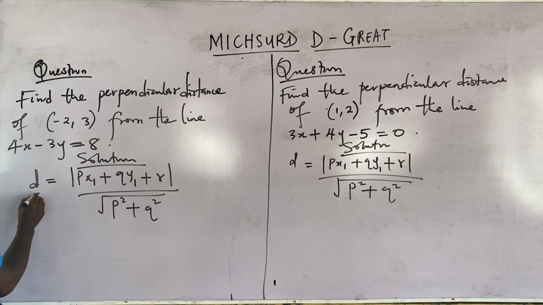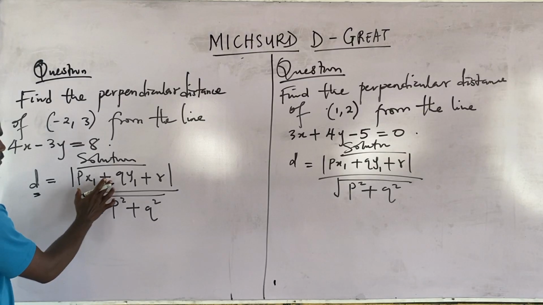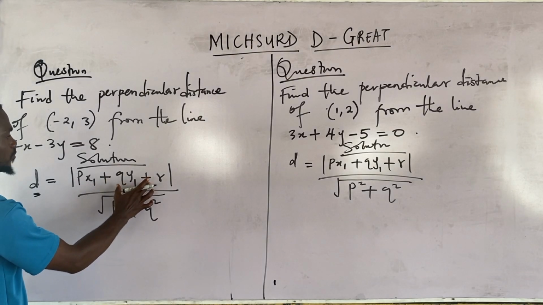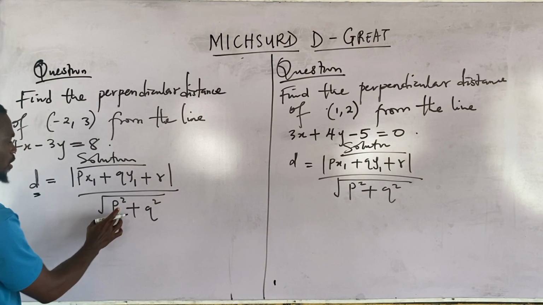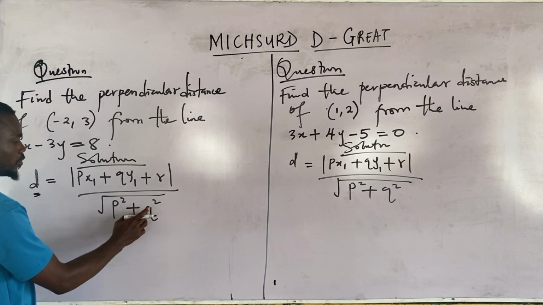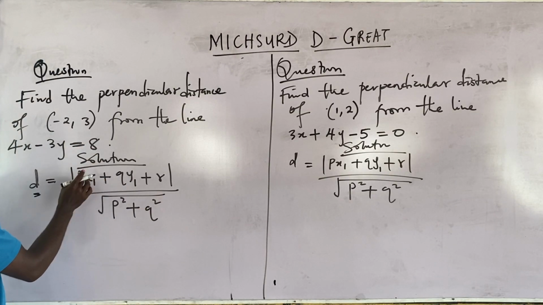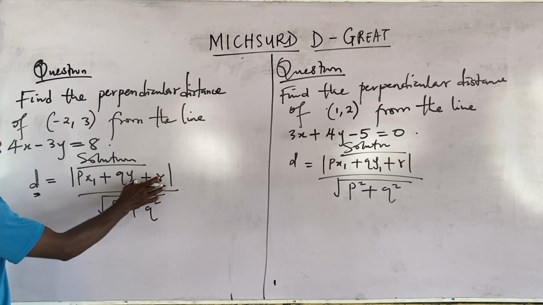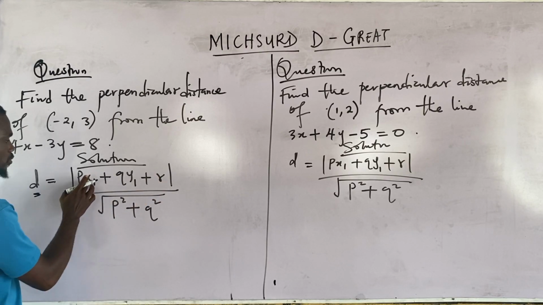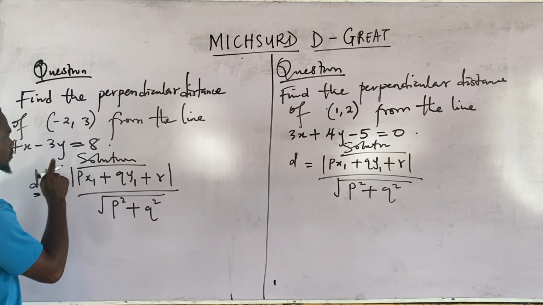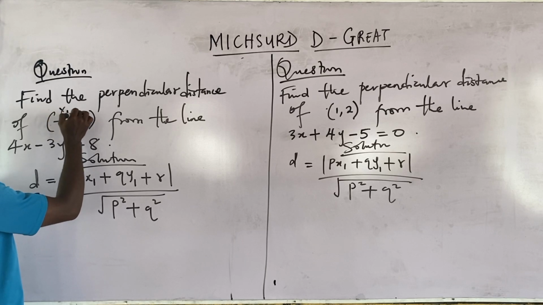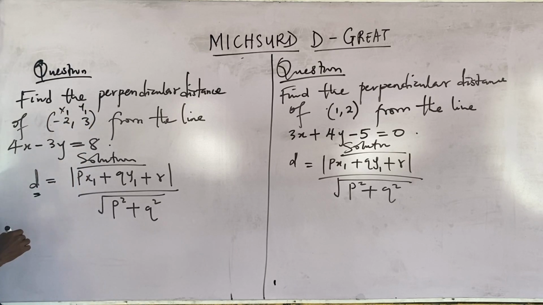So this is the formula we use to get the distance, which is the magnitude of px1 plus qy1 plus r, all over the square root of p squared plus q squared. So here, how do we know which is p and which is q, and the same as which is r? Then also x1 and y1. So quickly we can see that x1 is this and our y1 is this.